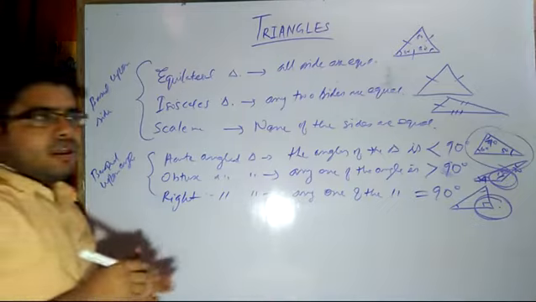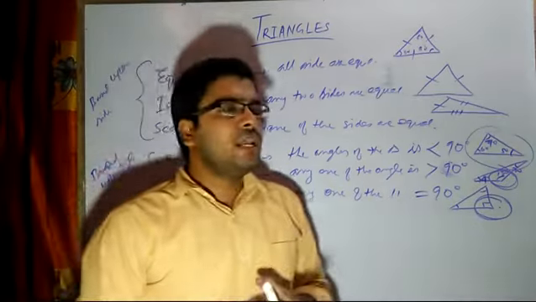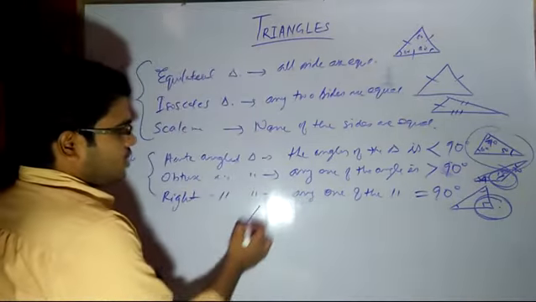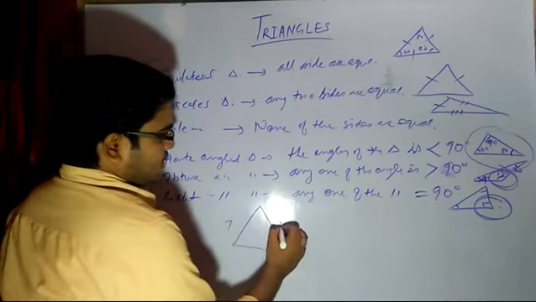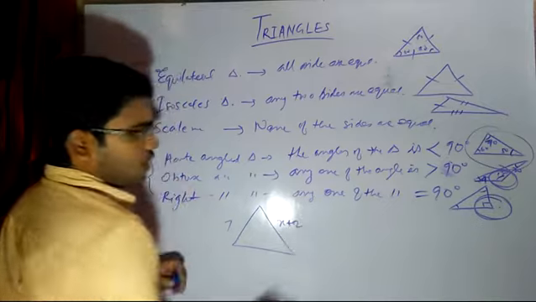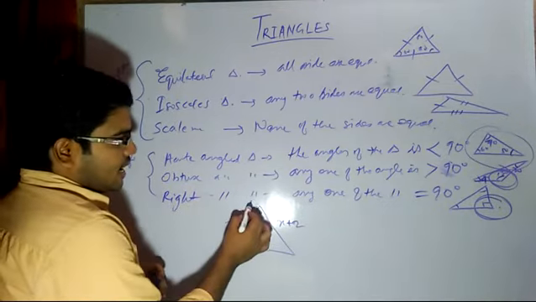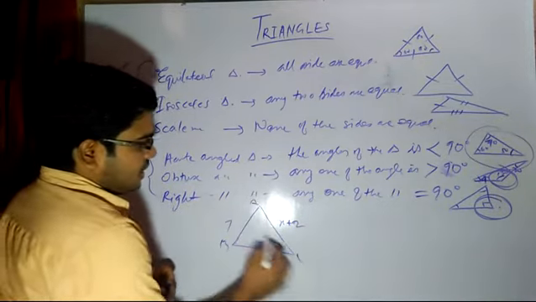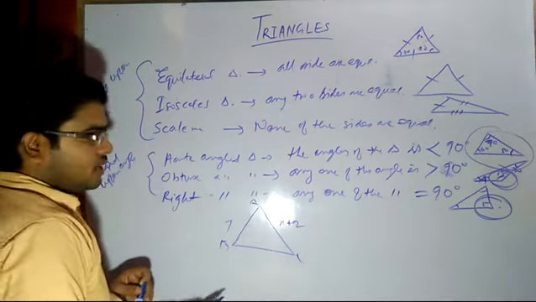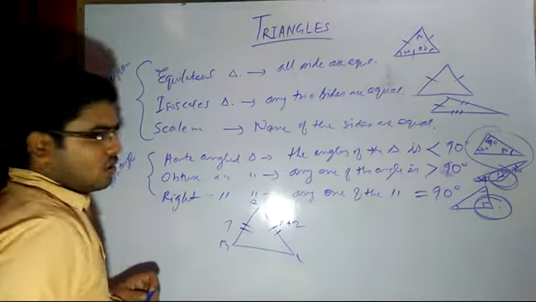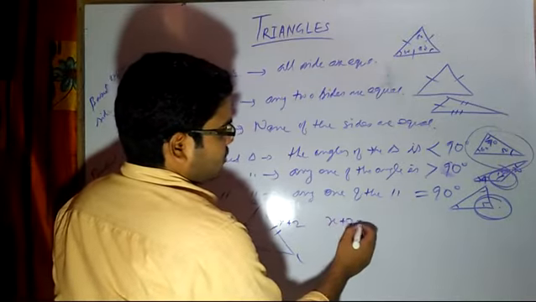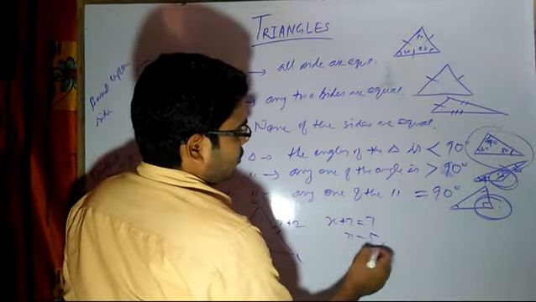Now in your textbook, the questions will be like, one of the two sides will be given here. They will be saying 7. Here they will be saying x plus 2 for an example. And they will say that ABC is an isosceles triangle and AB is equal to AC. Then what is the value of x? So obviously you will compare x plus 2 is equal to 7, x will be equal to 5.